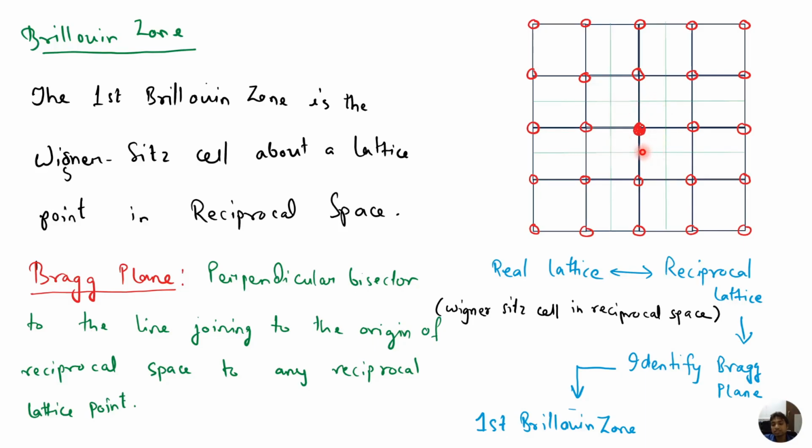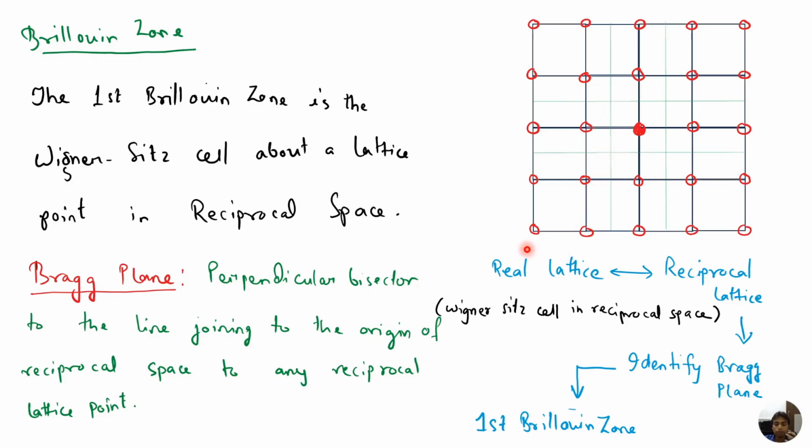Now since this is the Wigner-Seitz cell of the reciprocal space lattice point, it is the first Brillouin zone for that crystal. Now consider the perpendicular bisectors to the line joining the origin of this reciprocal space to any reciprocal lattice point. For example, we have chosen this as the origin, and from here to this is another lattice point. The perpendicular bisector to the line joining these two lattice points is the plane perpendicular to this line. That plane is called a Bragg plane.